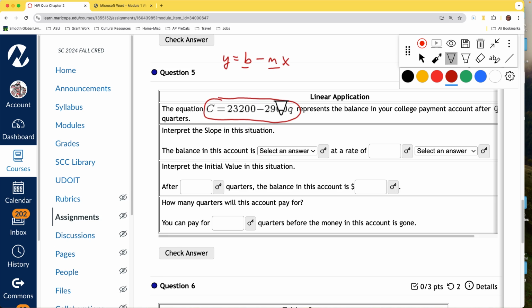Okay, so this equation represents a balance in your college payment account after Q quarters. So Q is how many quarters you've been in school. Is the balance of this account increasing or decreasing? It's decreasing because we can see this negative slope. Look at the variable: the number in front is negative, so it's going to be decreasing. And what is the rate of the decrease?